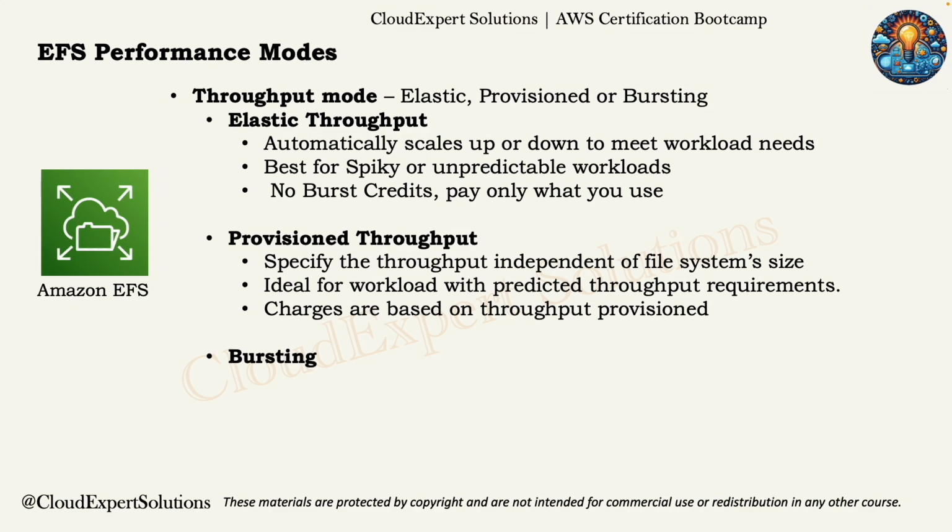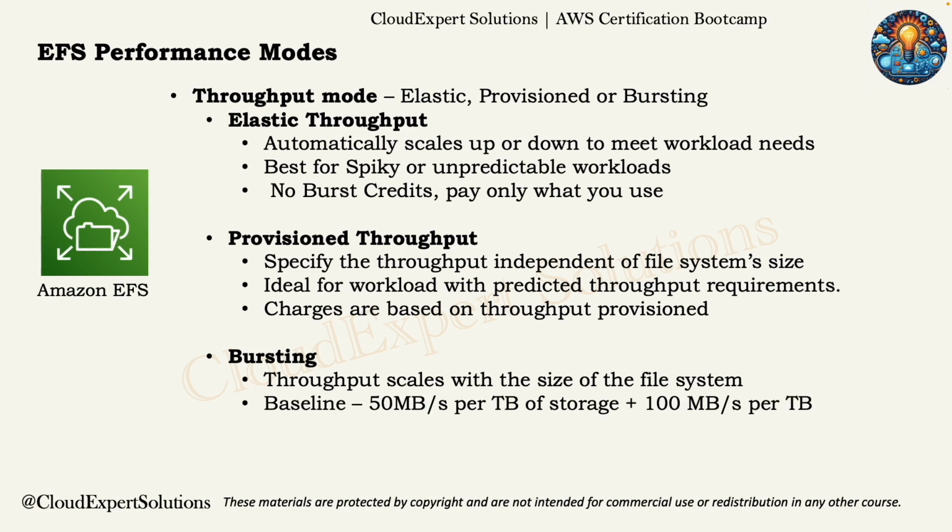Whereas bursting throughput is recommended for workloads that require throughput that scales with the amount of data stored in your file system. In terms of baseline performance, you will get 50 MB per second per terabyte of storage with a burstable limit of an additional 100 MB per second per terabyte.